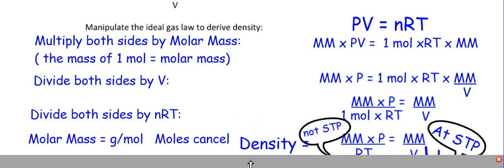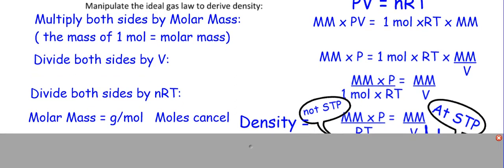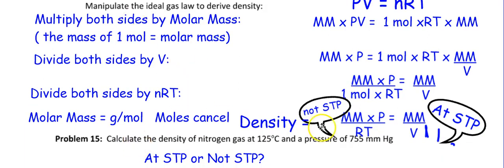Okay, so what happens now? The molar mass is grams per mole, so what happens? The moles ends up canceling out anyway. And so here is my density. And it's equal to molar mass times pressure divided by RT, and then molar mass.